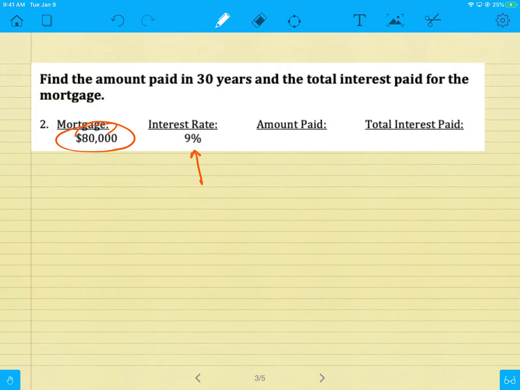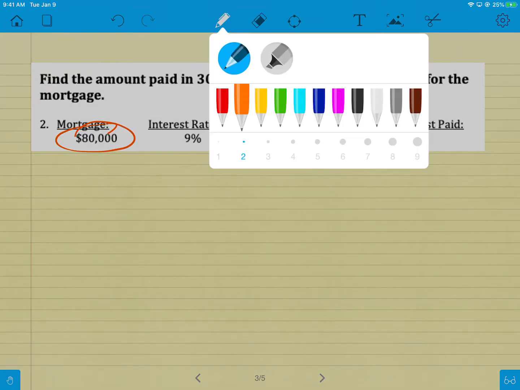And they want to know how much I'm paying in the long run and what the interest that I paid is, like the extra money. So that'll be everything on top of the $80,000 that I paid. So we're going to do these one at a time, and this would be the next two questions on the Google form. But I'm going to use the same formula that we did earlier, so I'm going to switch up the color here.